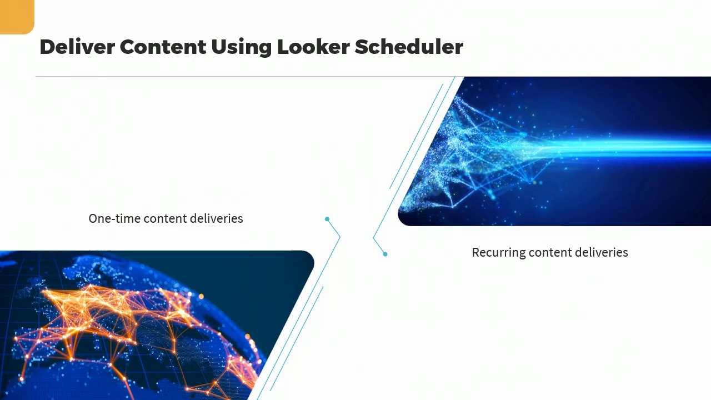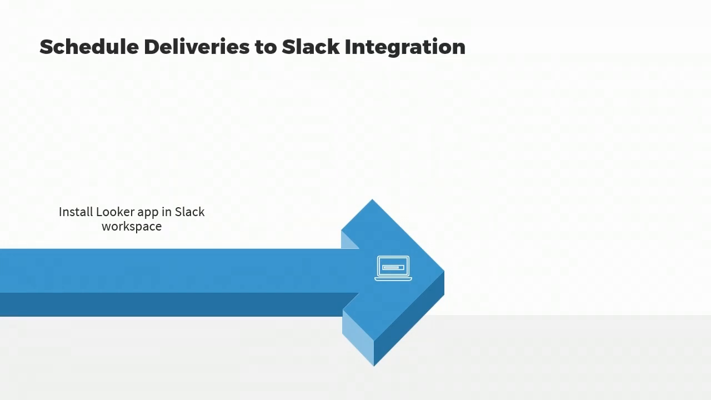Or I can set it up for one-time content deliveries. So for an ad hoc delivery of a look, I can send it over to an email or an SFTP server or an S3 bucket, whatever really I'm looking for. I can also schedule these deliveries to a Slack integration.